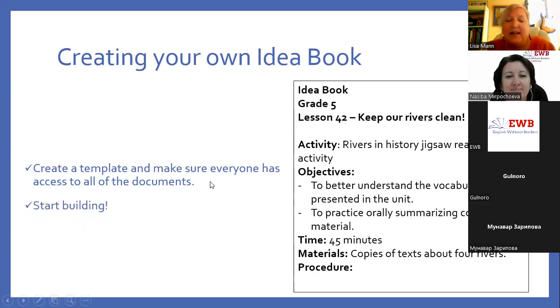And then just start building. Put it all in a Dropbox, in a Google Drive, put it anywhere, and just start putting it page after page. As long as everyone has access to it, they can all get in there and they can all see it.